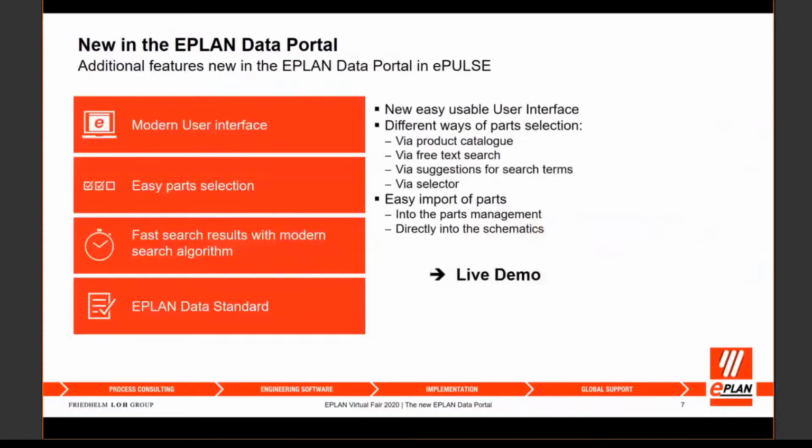To sum up what's new in the new ePlan data portal, I'd like to point out again the new modern user interface, which is very intuitive and easy to understand, and which leads to an easy parts selection. The users don't need long explanations or trainings. They can start right away and save time by using the parts data from the data portal. A modern search algorithm leads to fast results of the search, and you can say that there are further improvements. It's an ongoing process to make the best algorithm with the best results.